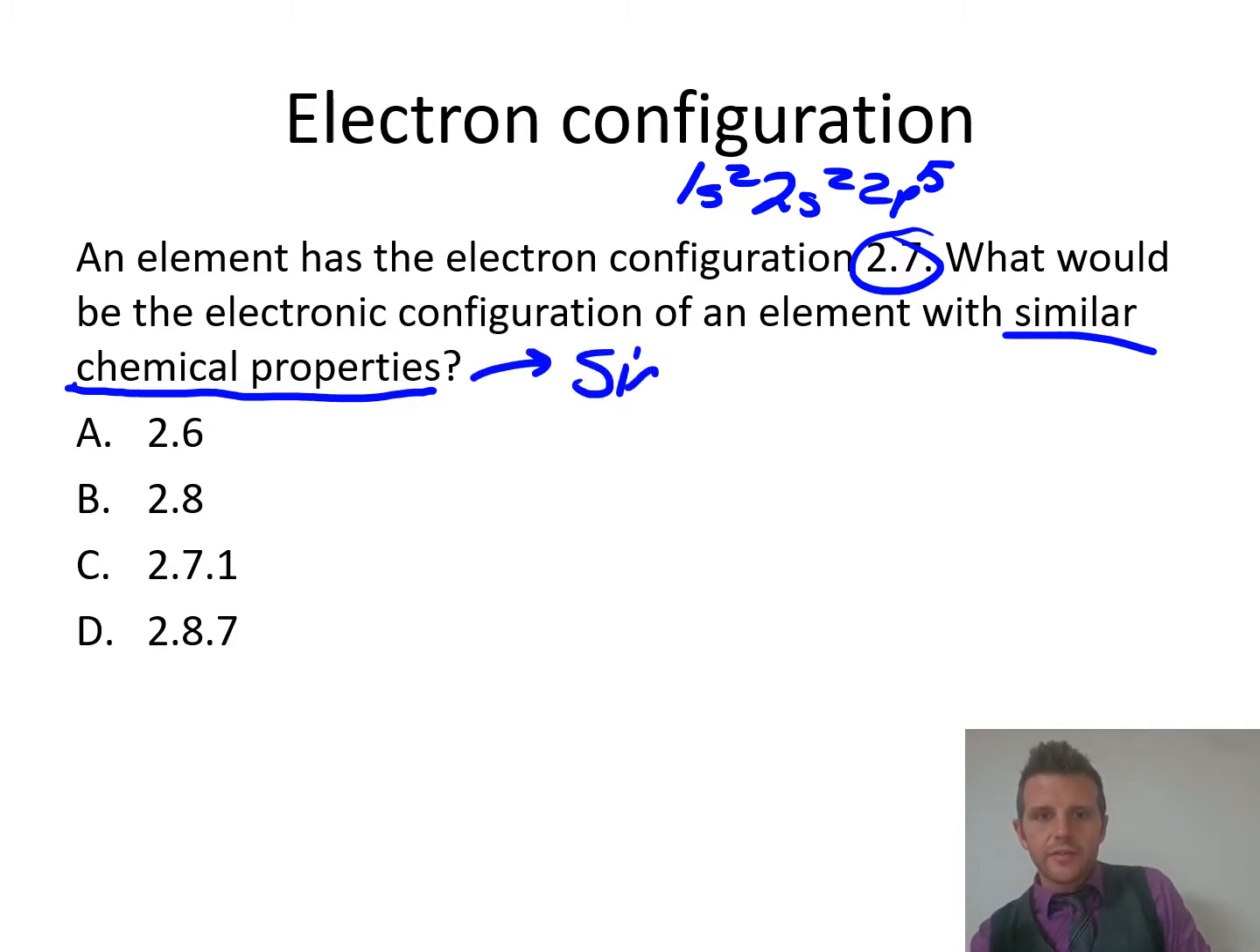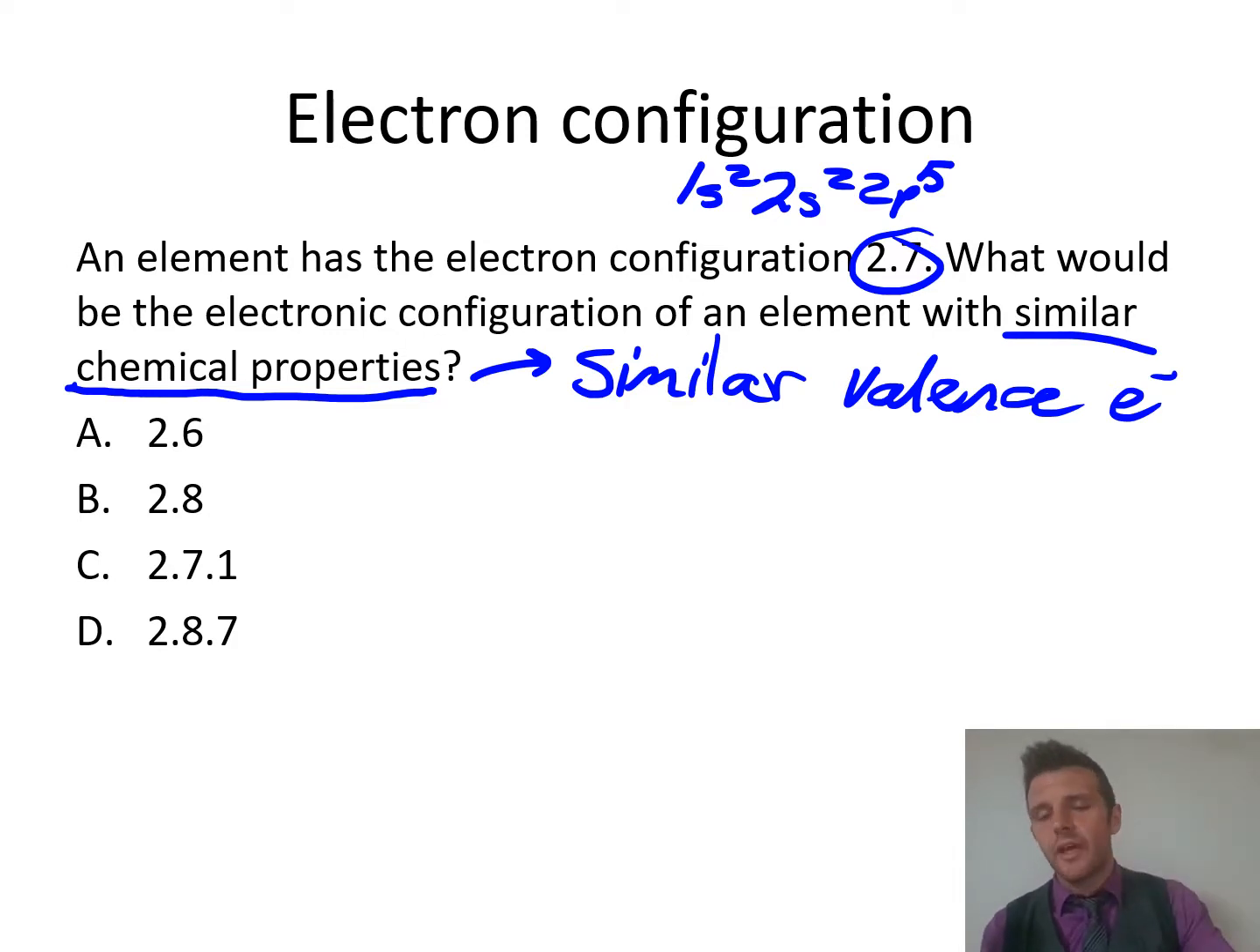to have similar valence electrons. The number of valence electrons something has is going to have a significant impact on the chemical properties that something has. In the next chapter, we'll talk about other factors that impact chemical properties. But for chapter 2, we're really just focusing on the valence electrons.